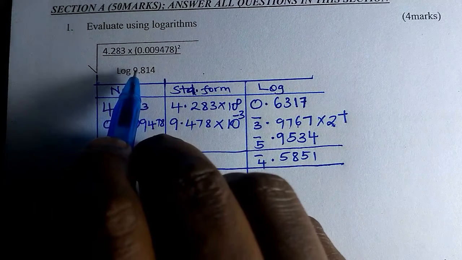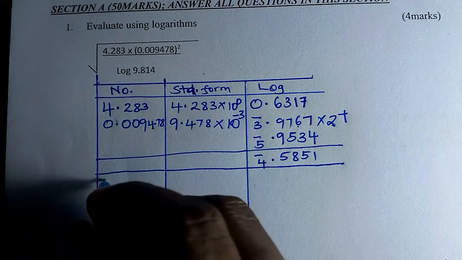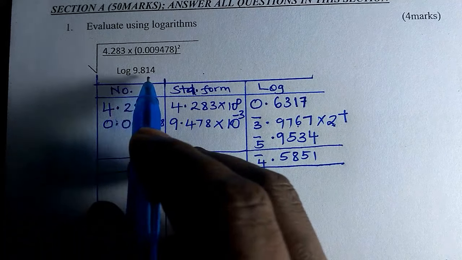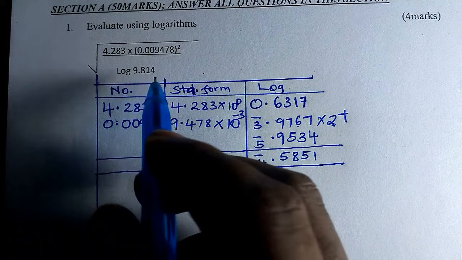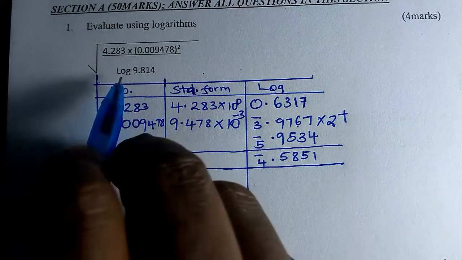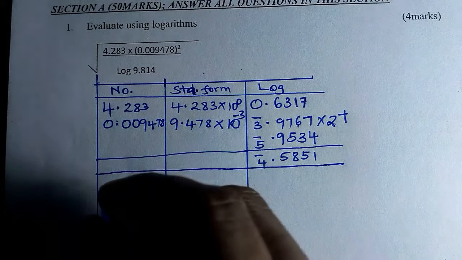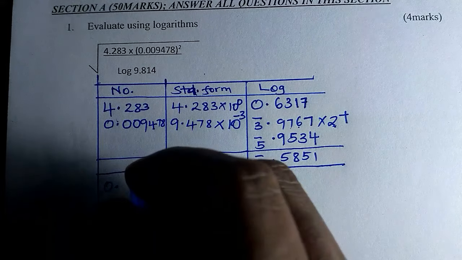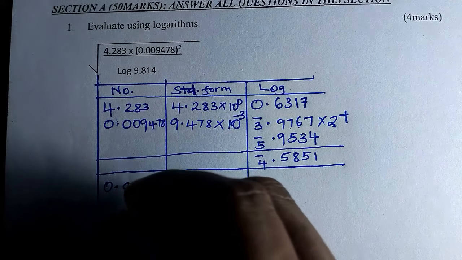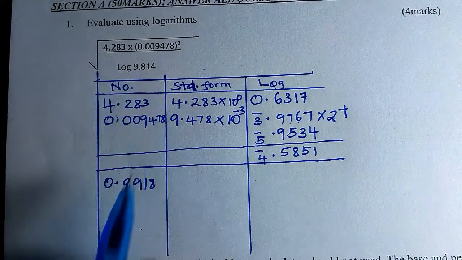We do now the denominator, which is log 9.814. Now log 9.814, we have two ways here. You can use the logarithm table, or you find the log of this using the calculator. Press in your calculator, log this. It will give you 0.9918. Log this. This is the answer.